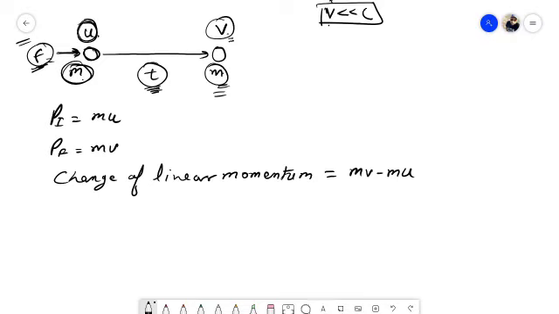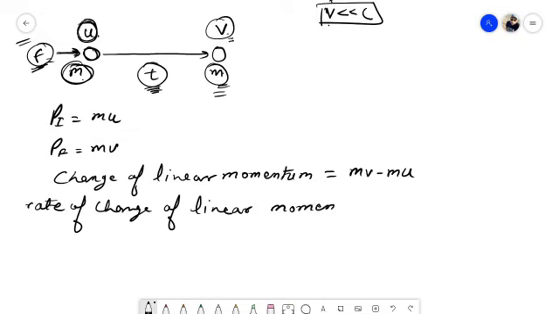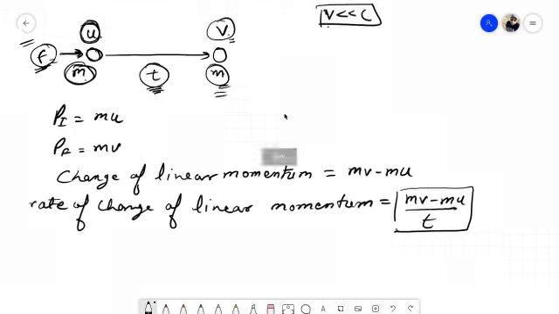Then what will be the rate of change of momentum? Now the rate of change of linear momentum will be equal to mv minus mu upon t. So this is the rate of change of linear momentum. And from the statement, that is the second law of motion, we can conclude that the rate of change of momentum is directly proportional to what? The force applied. So this rate of change of linear momentum will be directly proportional to the force applied.